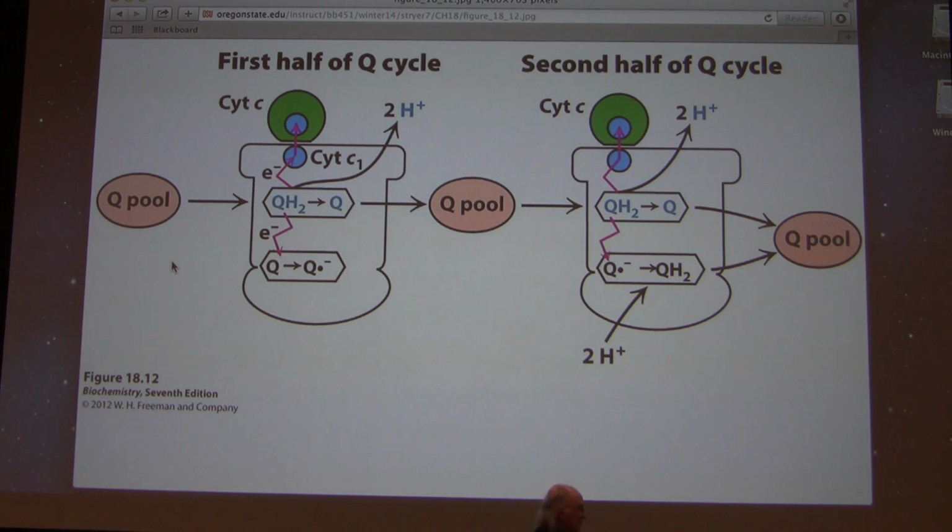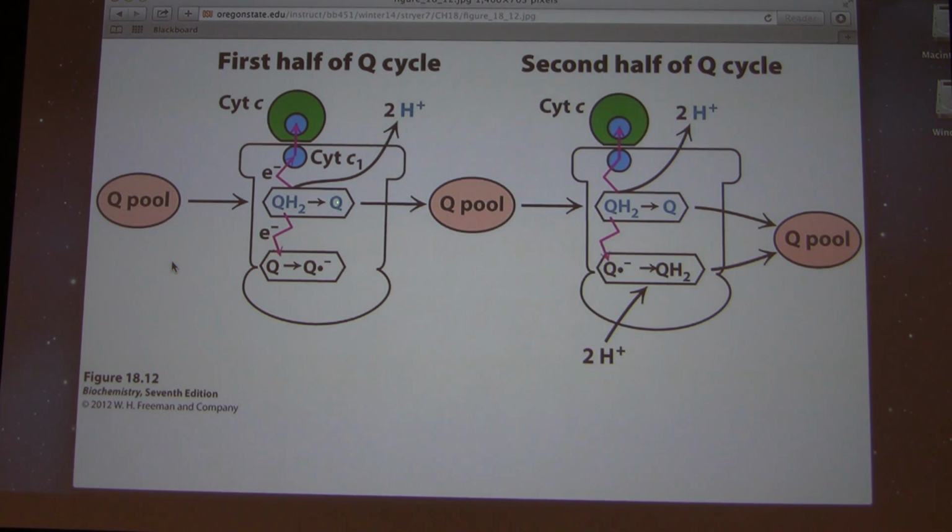Well, QH2 came in with 2 electrons and 2 protons. What happens to the other electron and the other 2 protons? The other electron is donated to cytochrome C. So cytochrome C gains the other electron, and now the 2 protons are released. And the 2 protons right here are pumped out. That is, they're put out of the mitochondrial inner membrane, and you've seen some pumping occurring right here. Okay?